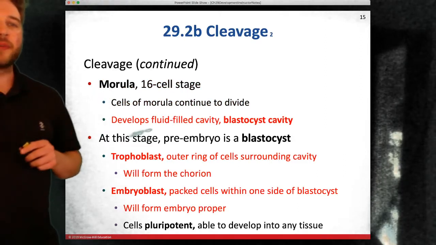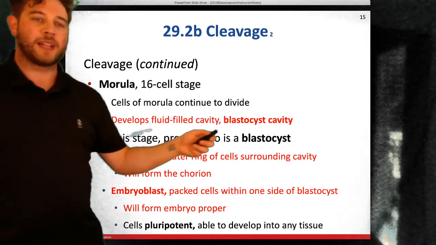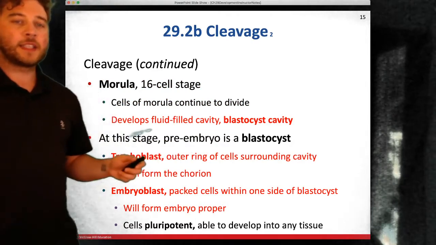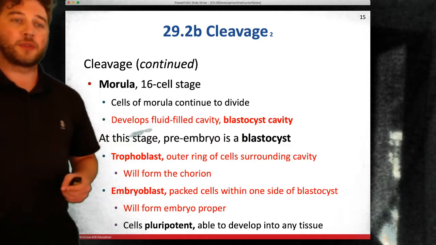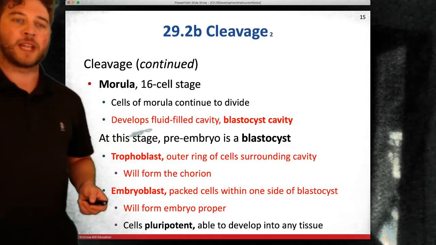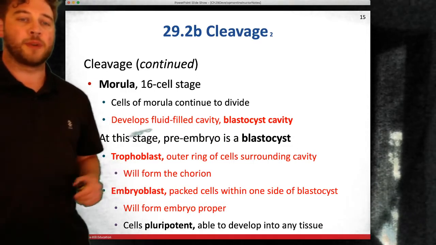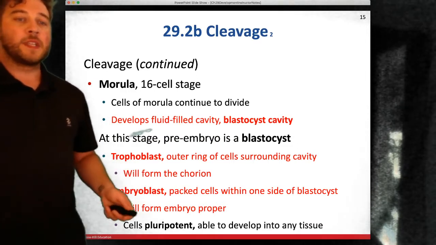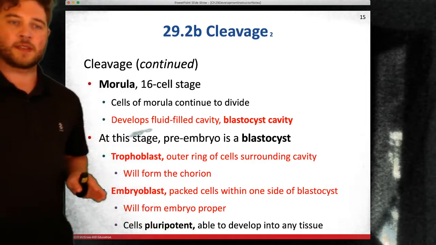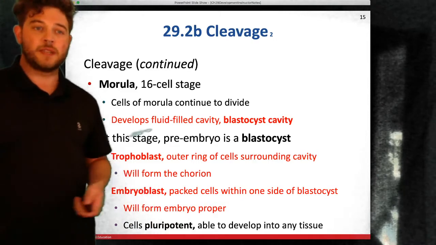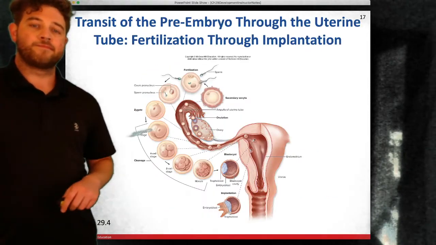From there, you form the morula, which is the 16 cells. They continue to divide and develop the blastocyst cavity. At this stage, the preembryo is a blastocyst. It is formed from 2 layers, the trophoblast and the embryoblast. The trophoblast will form the chorion. The embryoblast will form the embryo proper. These cells are pluripotent, meaning they're able to develop into any tissue, which they need to be.